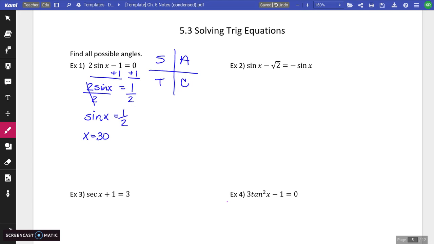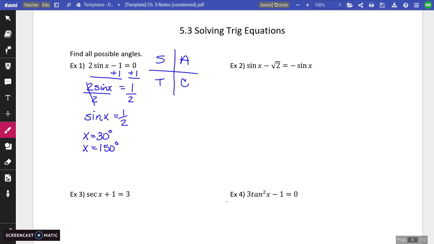Okay, sine is also positive in the second quadrant. So look for a y coordinate that has 1/2, and it's going to be 150 degrees. Okay, so that's on just one rotation. So what if it was multiple rotations?